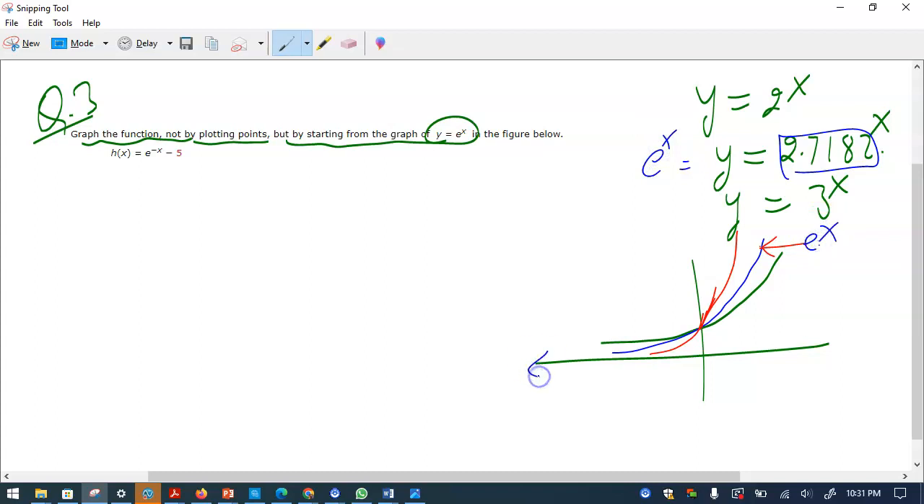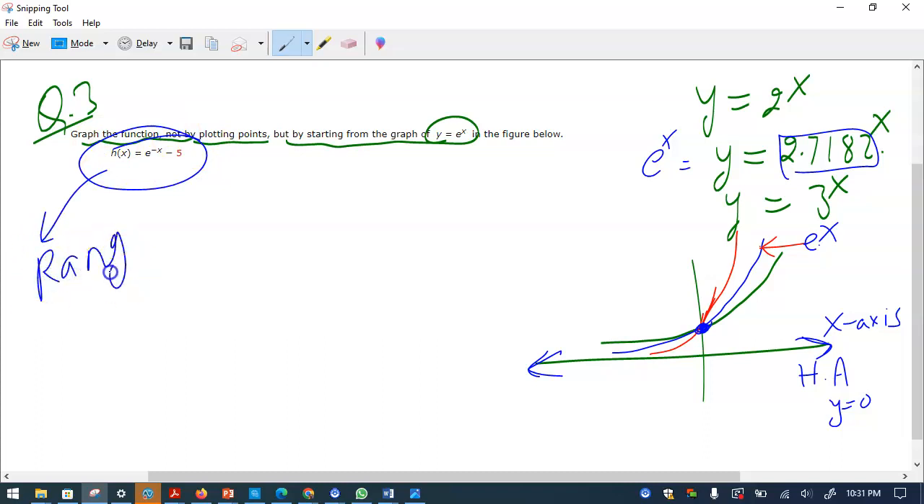And right now this is the main point, which is (0, 1), and there is a horizontal asymptote. So this is the horizontal asymptote, which is the x-axis, and the equation of the x-axis is y equals 0. Now we need to know how this graph is. So you'll be given some choices there, and need to figure out what is the range maybe. And they may ask you what is the range, what is the domain, and what is the horizontal asymptote, all that stuff.